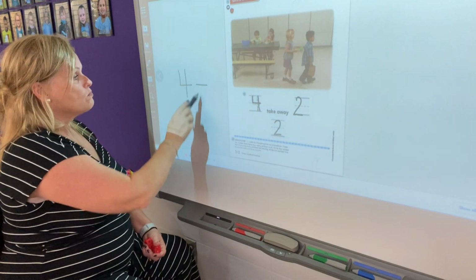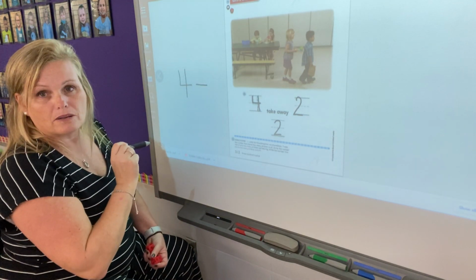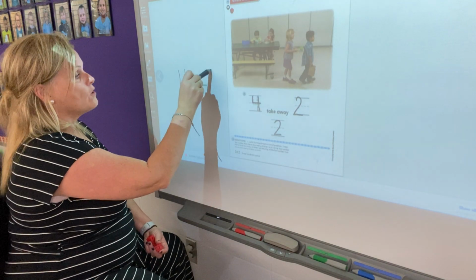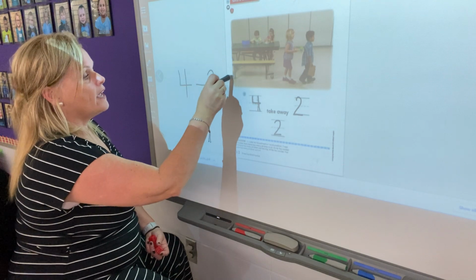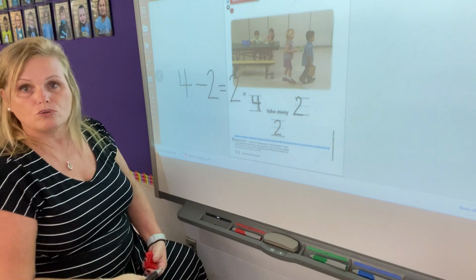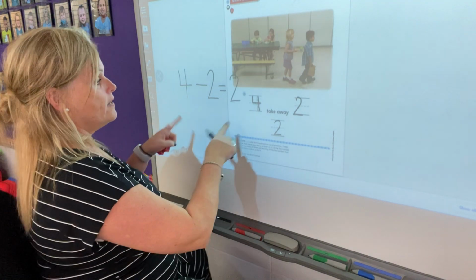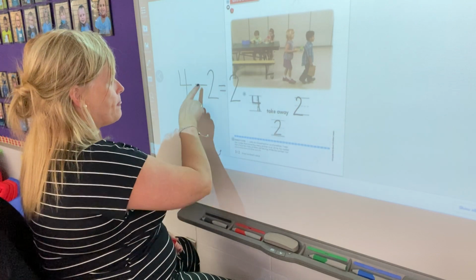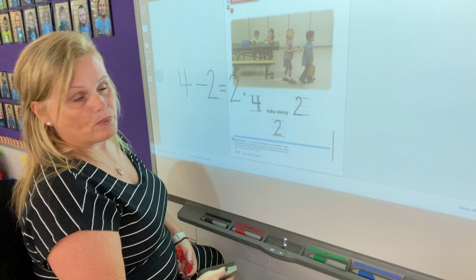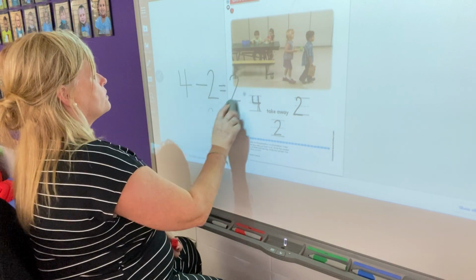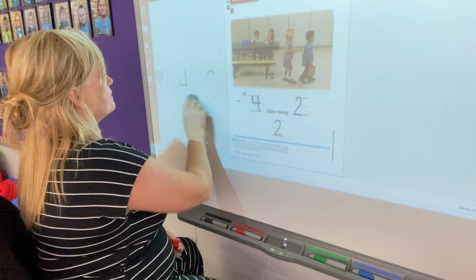There's no up and down line that makes it a plus. Okay, so 4 take away 2, there's that symbol for equals. And we just found out 4 take away 2 equals 2. Okay, so 4 take away 2. We'll learn about that symbol a little bit later, but it's the same as the words take away. Take away is minus or subtract. Those all are the same.